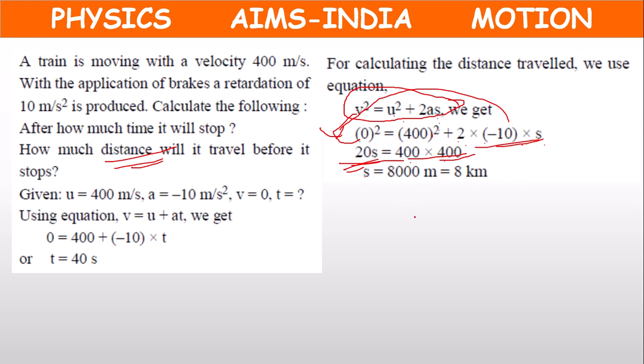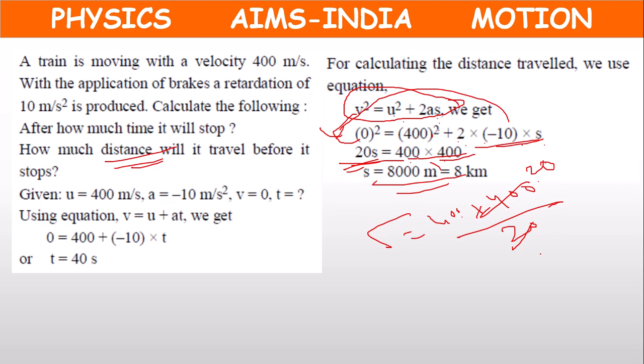S equal to 400 into 400 by 20. 20 times 400, 20 into 400, 8,000 meters. 8,000 meters, if we divide by 1,000, it turns into 8 kilometers. 8 kilometer is the answer.